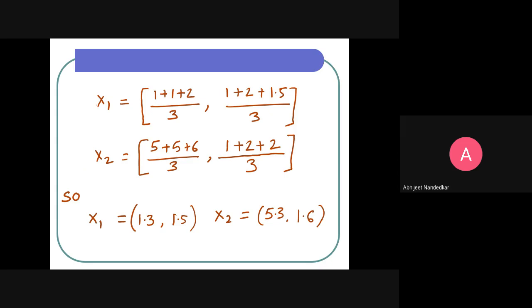Now, what is the first step? First step is to find out centroids or prototypes.